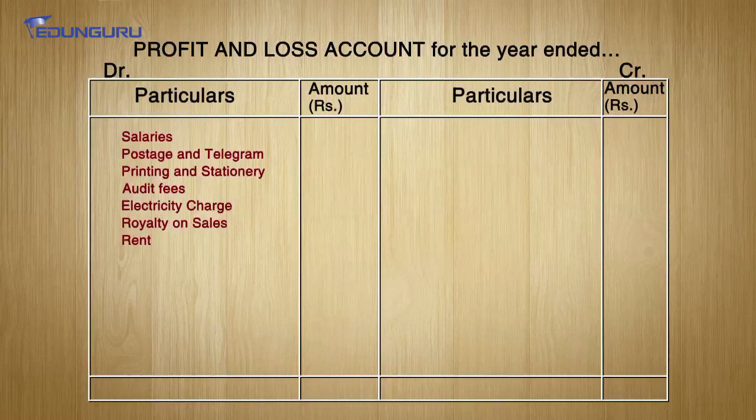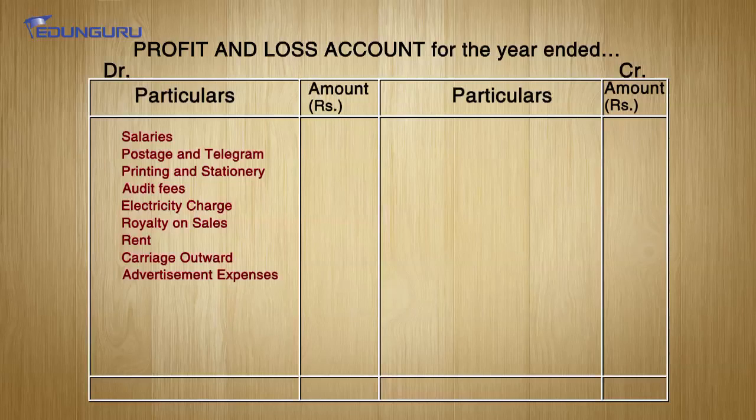So carriage inward and outward, be very clear. Inward comes in trading, outward comes in P&L. So also royalty on purchase comes in trading and royalty on sales comes in P&L. Advertisement expense, a typical business expense, a regular expense for any business, is shown in your profit and loss account.